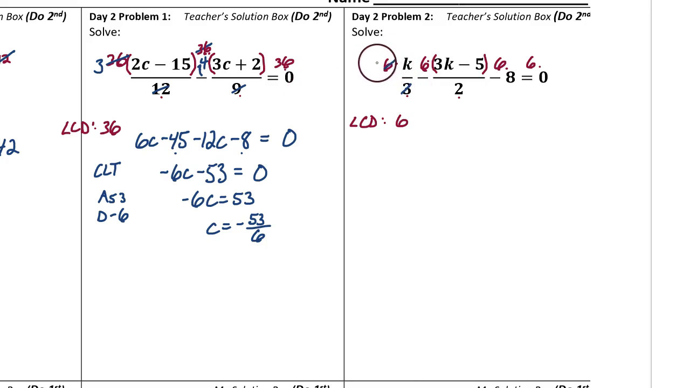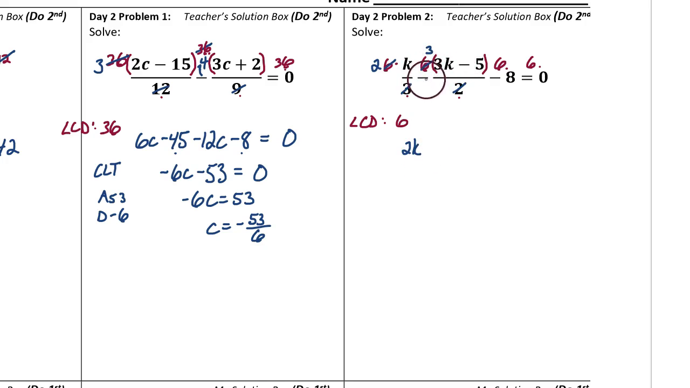3 divides into 6 twice. 2 divides into 6 3 times. And 6 times 8 is 48, and 6 times 0 is 0. Okay, now let's multiply and write down what we get. 2 times k makes 2k.